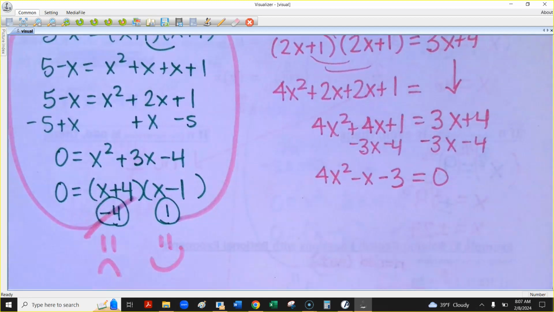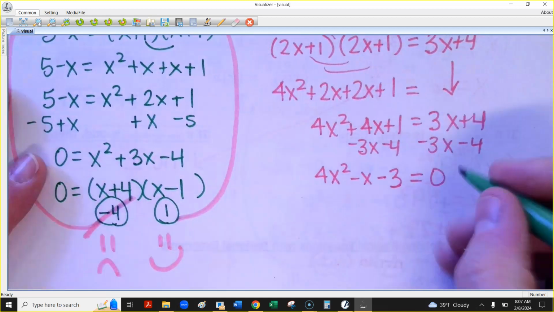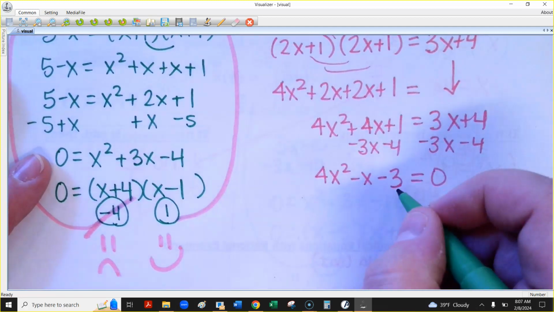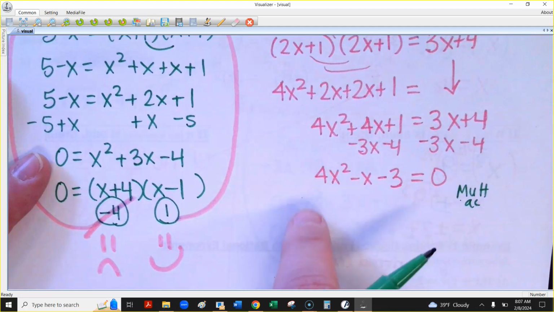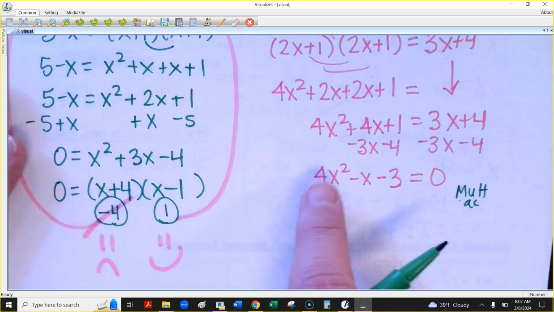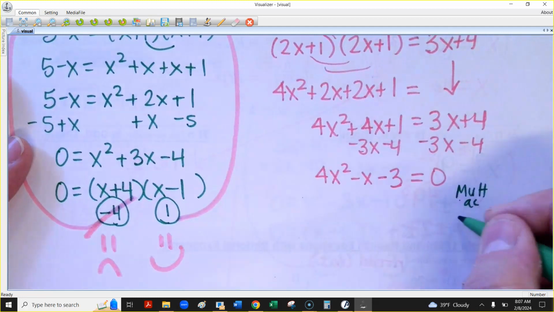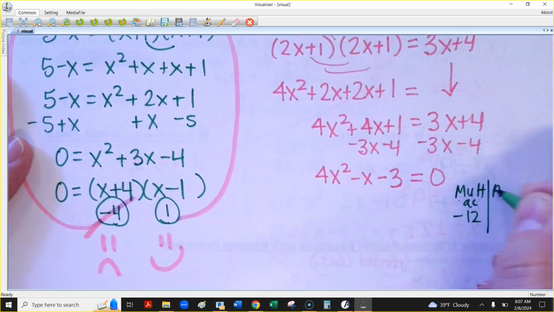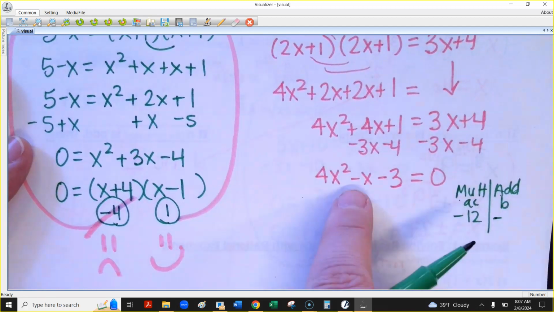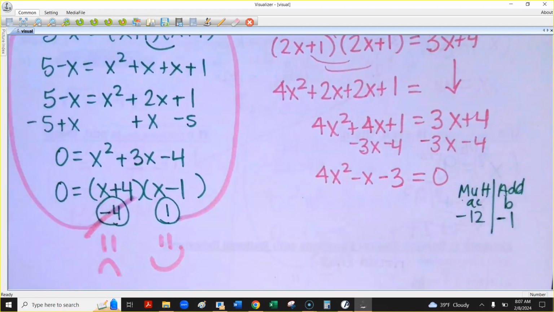All right, you have to multiply, because this is tricky, a times c. Your ax squared plus bx plus c. So a is an actual number here other than 1. So I'm going to do 4 times negative 3, which is negative 12. And you're going to add to get the b value. We're going to pick these two numbers out. The b value is just whatever's in front of your x. So this is negative 1.